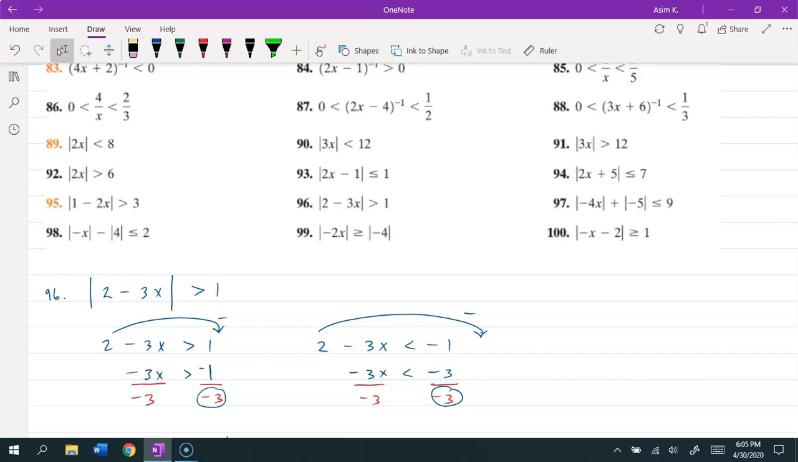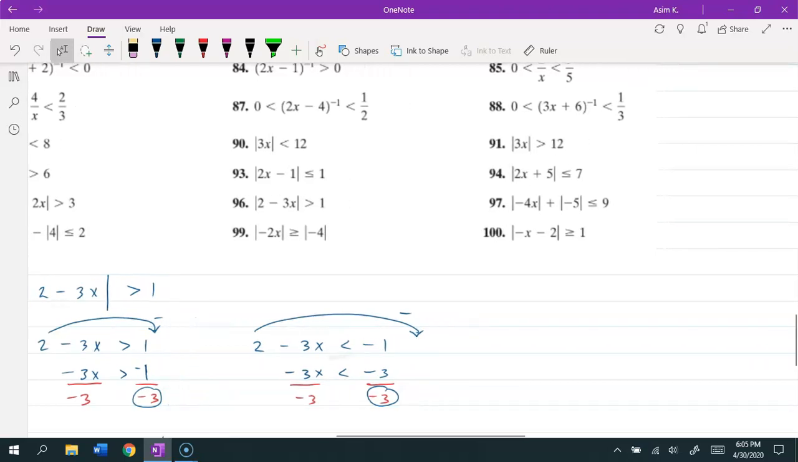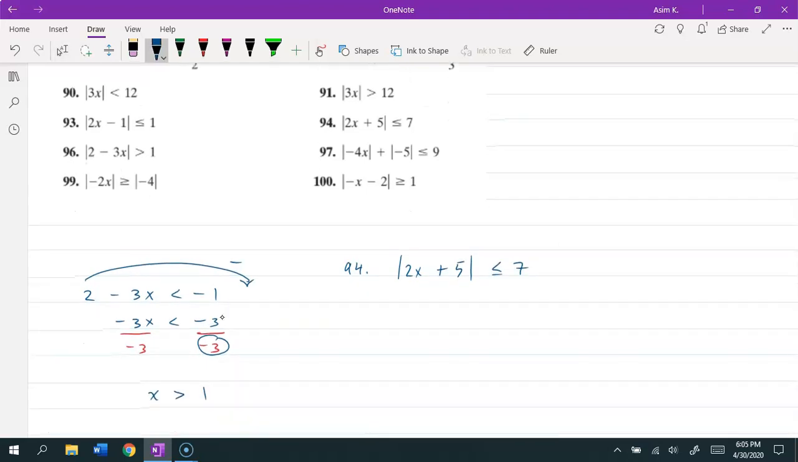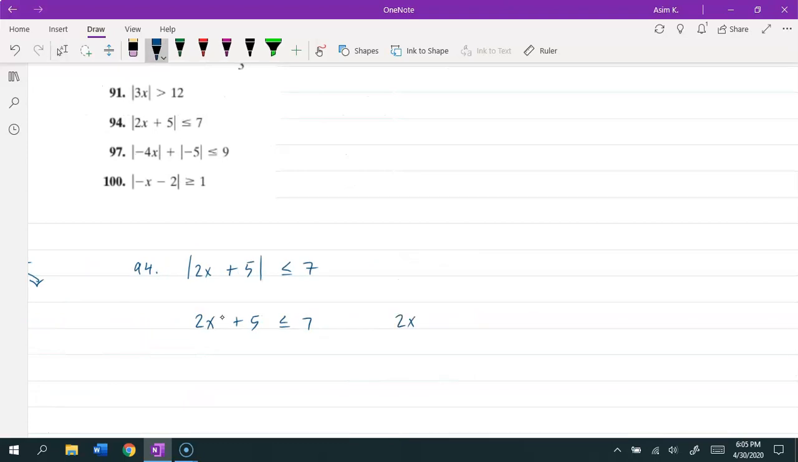Now, I just want to step back a little bit and try number 94, because I want to show you another kind of shading that can occur, and I was hoping to see it soon, but I didn't see it. So 2x plus 5 is less than or equal to 7. Initially you're unsuspecting of this, and you're just going to go about it the same way. Go ahead, make the two cases. I'm not saying that's wrong, but it's the shading that you kind of don't see coming.